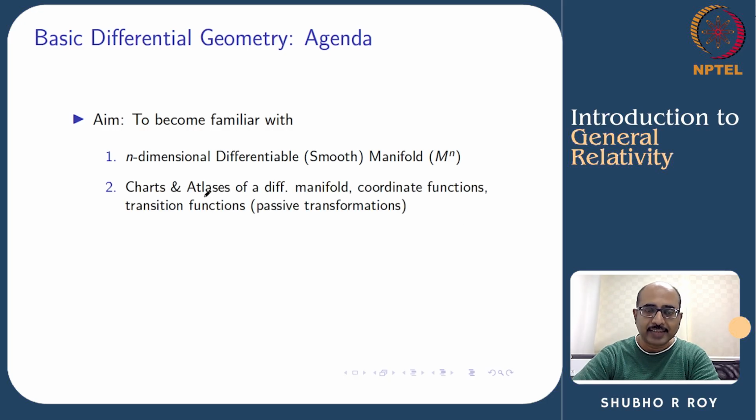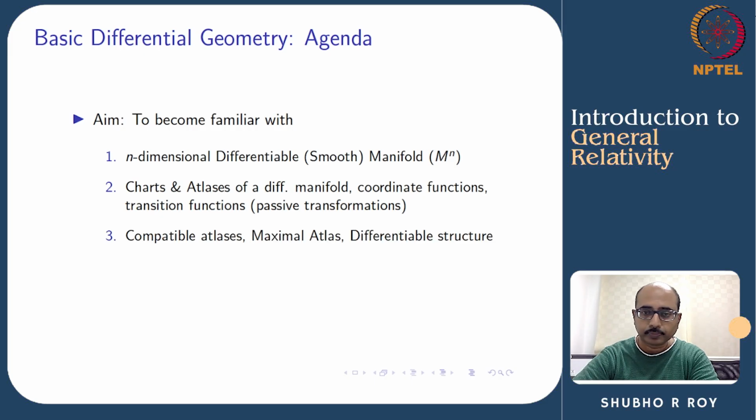We'll learn about charts and atlases of a differentiable manifold. We'll learn about coordinate functions, and we'll learn about transition functions. Now, this transition function is the same as passive coordinate transformations in the language of physics. So of course, these are important because these represent general coordinate transformations, which is the symmetry of general relativity, as you must have known already. We'll learn about compatible atlases, what is a maximal atlas, and the associated differentiable structure.